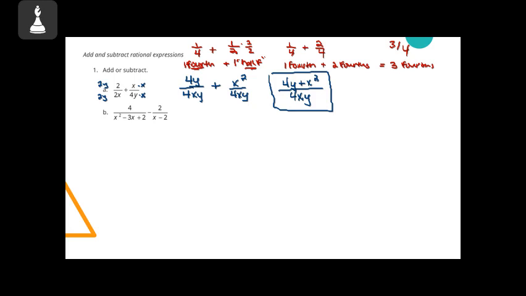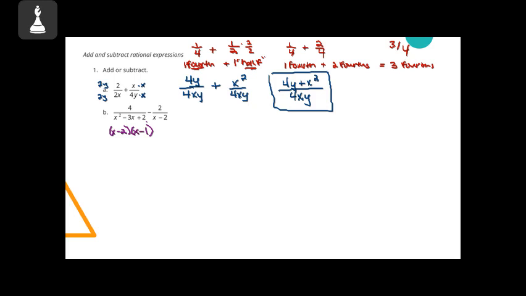Let's see if we can factor this first one to figure out what we may be working with here. Multiplies to 2, adds to negative 3. That would be negative 2 and negative 1. So x minus 2, x minus 1. So it looks like that's going to be our common denominator, x minus 2, x minus 1.